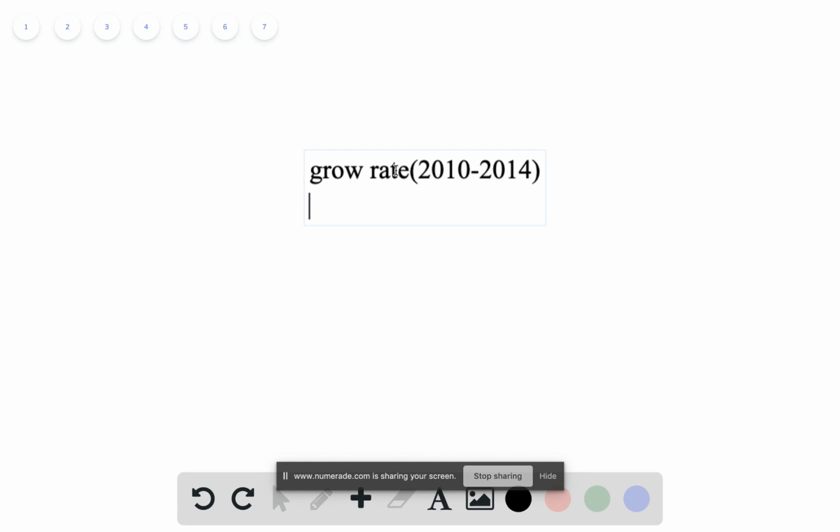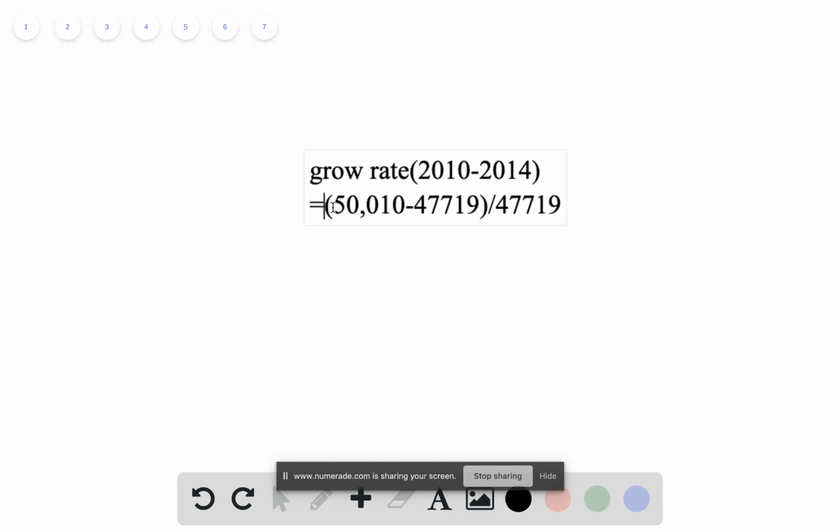So it should equal the real GDP of 2014, that is 50010, minus the real GDP of 2010, that is 47719, and divided by the real GDP of 2010, that is 47719. And if you like, you can times, okay, we need a bracket here.